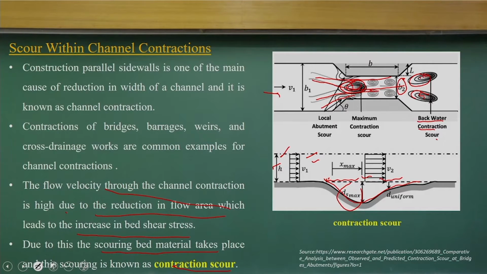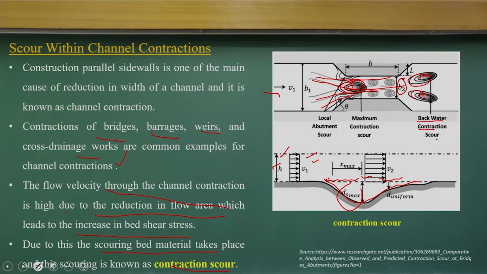This is what happens in a bridge, barrage, weir, cross drainage work. Many places can have contraction scour. Not only a bridge, you can have it at barrage locations, at a weir or at a cross drainage.